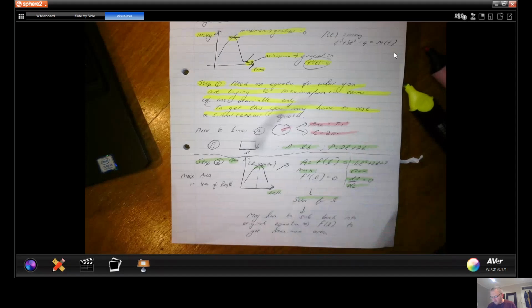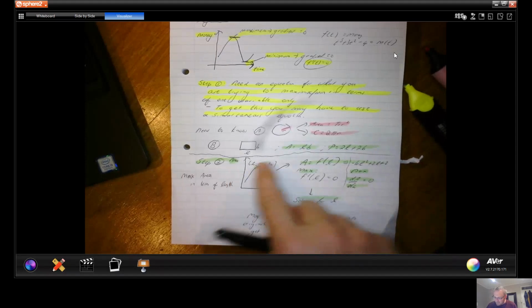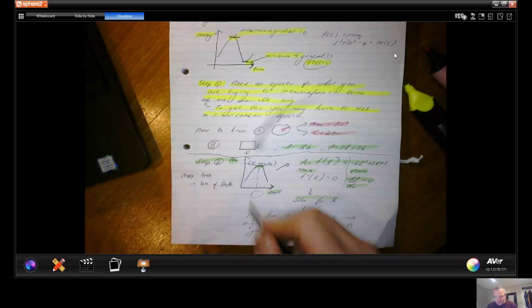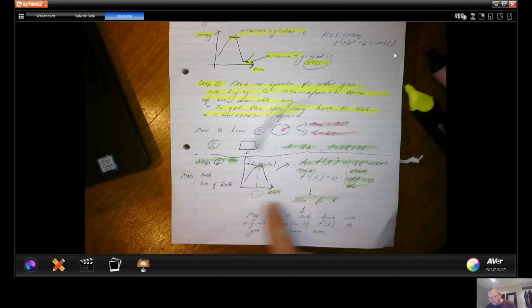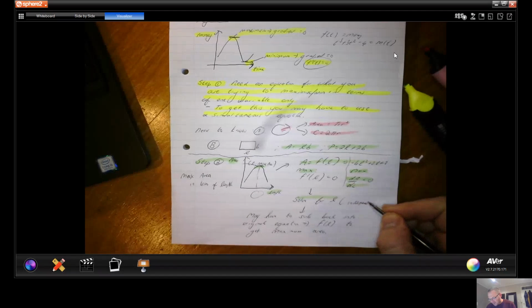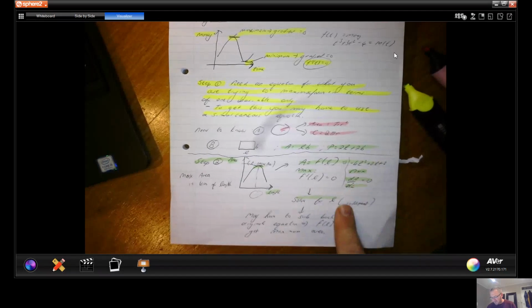Then you're going to solve for L. So this was a graph of length against area. We're trying to find the maximum area. First of all, we'd have to find the length. We're going to find the independent variable first, by solving for the independent variable using this principle over here.